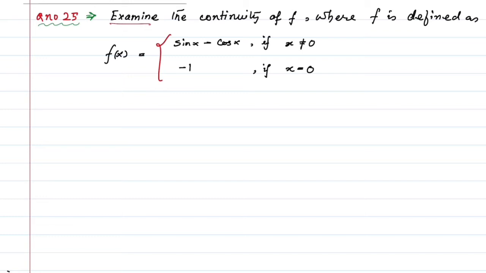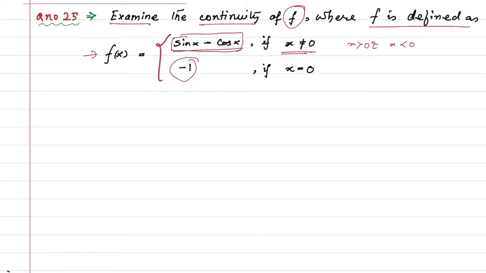Now examine the continuity of the function f, where f is defined as f of x is equal to sin x minus cos x when x is not equal to 0. That means when x is greater than or less than 0, the value of this function is given by the expression sin x minus cos x, and it becomes equal to -1 when x is equal to 0. Let me write it properly.